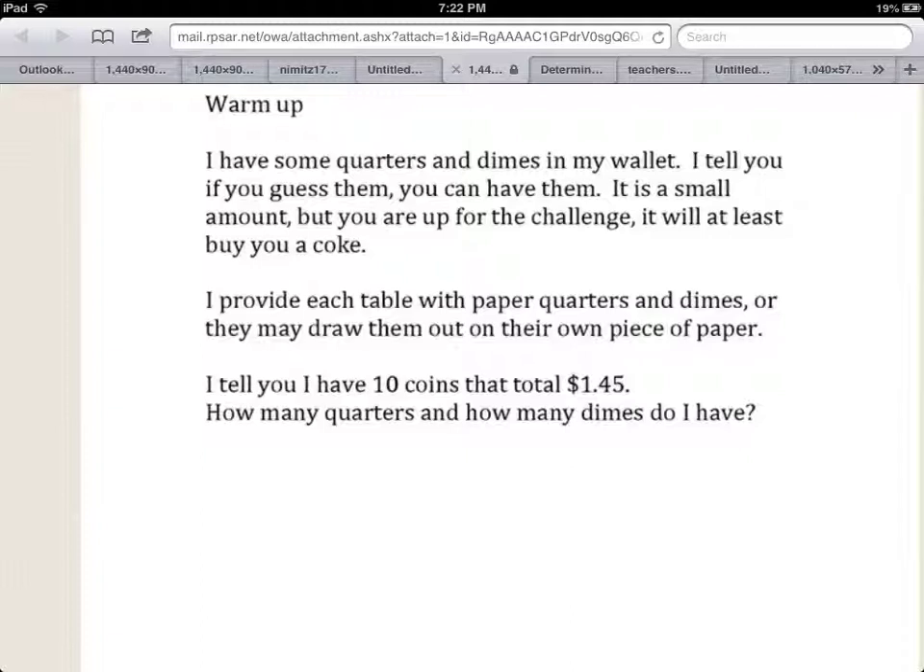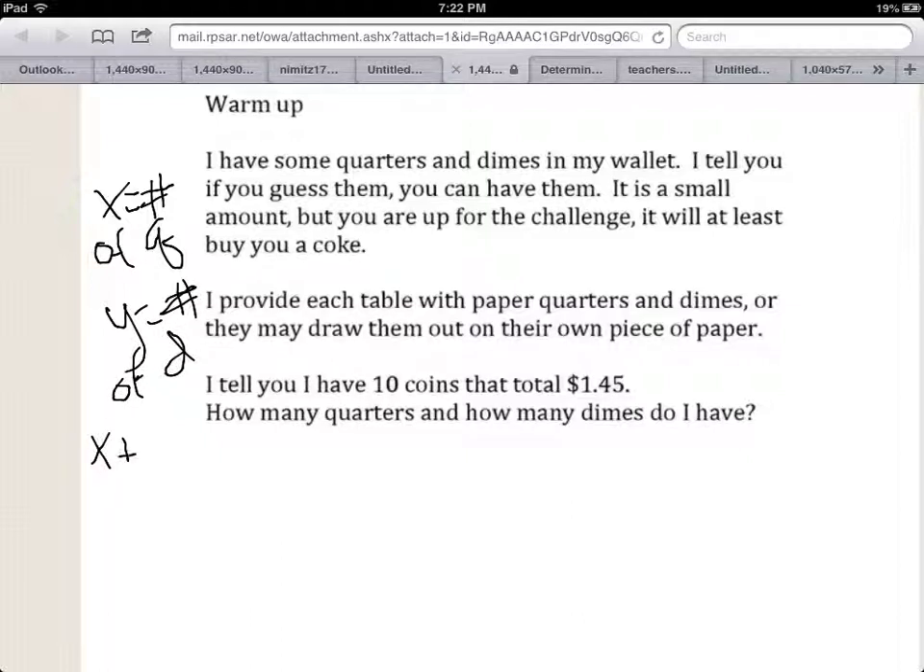One of the constraints of the problem that I set up was that it only could have 10 coins. If you define x as the number of quarters and y as the number of dimes, and you add the quarters plus the dimes together, you get 10. And the other equation is the money. If the quarter is 25 cents in value, so 0.25 times the number of quarters, plus 10 cents, 0.10 times y, that should equal $1.45.